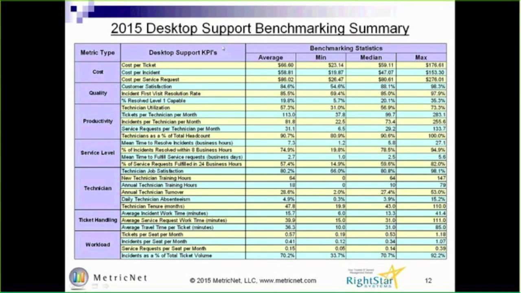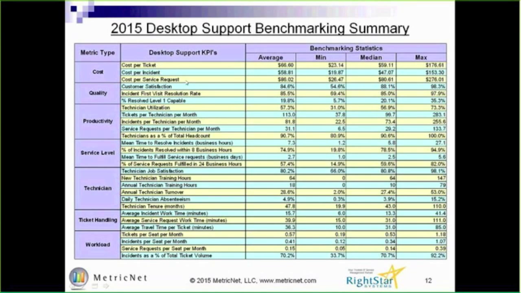But as I mentioned, cost per ticket and customer satisfaction, the two foundation metrics, are driven respectively by utilization, because this is a labor-intensive function. Utilization is what drives your cost. What drives customer satisfaction in a desktop support environment are a couple of things. One of them is your mean time to resolve. You can see we've got some service levels down here. Mean time to resolve incidents, 7.3 business hours. Mean time to fulfill service requests, 2.7 days.